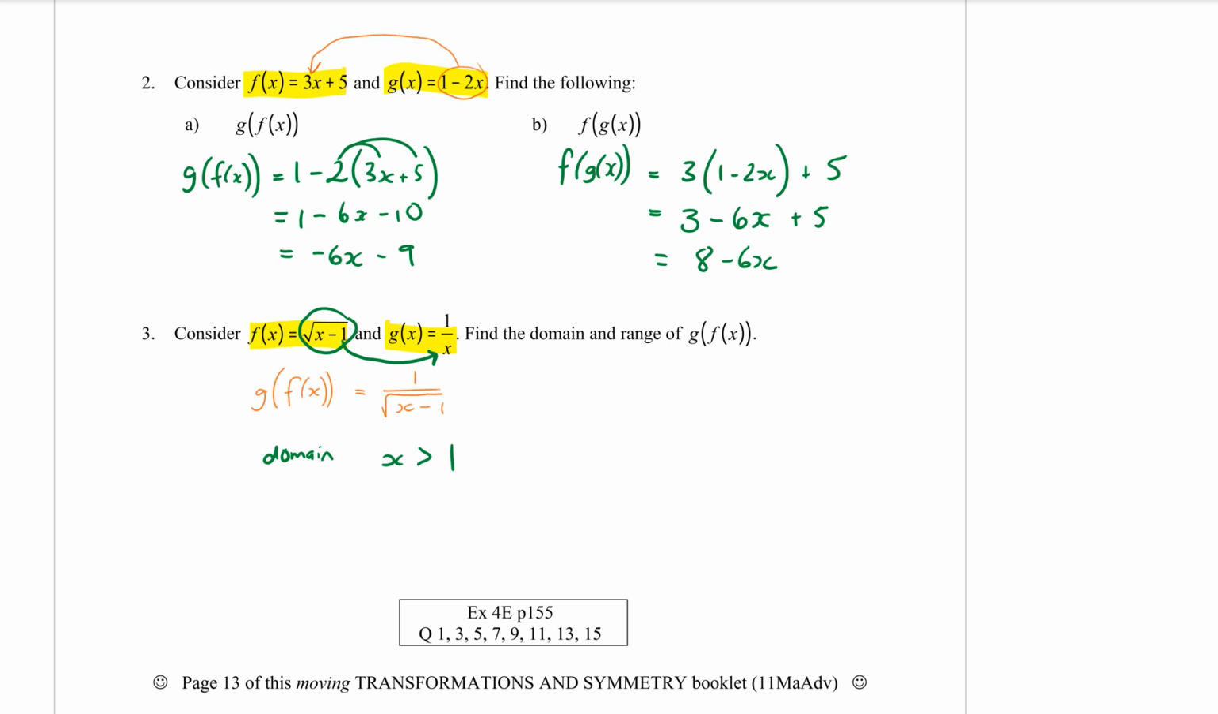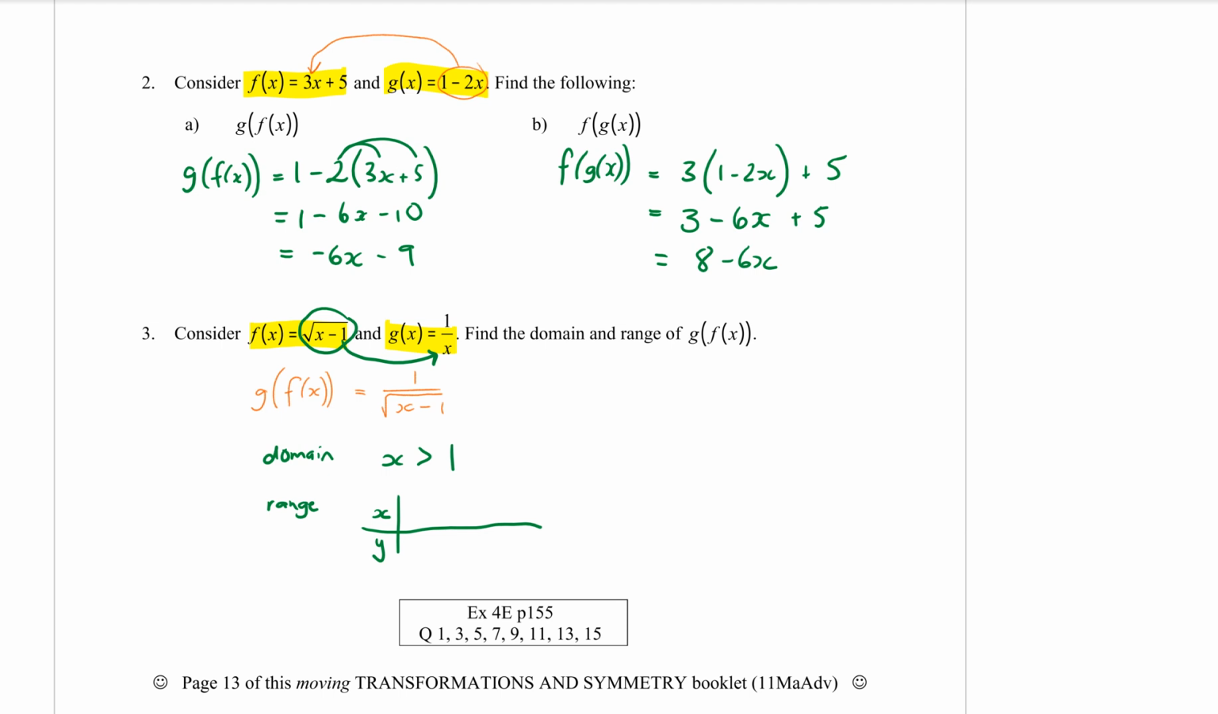range is to draw a little table just with a few values in it. I'm going to sub in a few x values. I'm just going to call it the y on the bottom because I don't want to write g of f of x again. But I'm going to be subbing it into that function. Now, my x values have to be larger than 1. If there was an equal to sign on that, I would choose my first value to be 1, because you want to start with the very first x value that you can have.